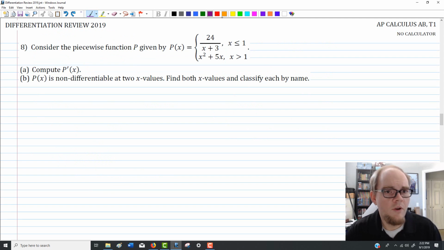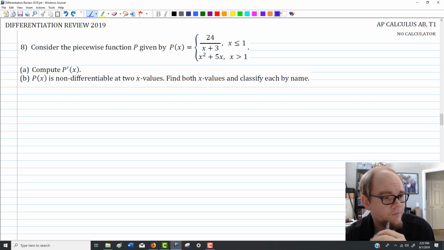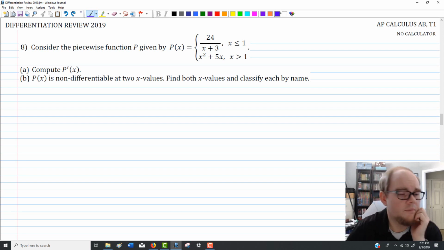For number 8, we bring in our first piecewise function here. And again, I hope you've made some peace with piecewise functions. For the moment, we are to consider that piecewise function, and first for part A, compute the derivative, and then second in part B, it asks us to determine the 2 places where p of x is non-differentiable. And I can see one just from looking at the original function, but we'll play along for the moment.